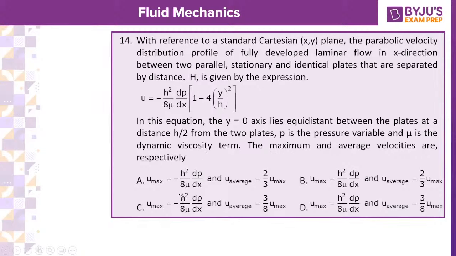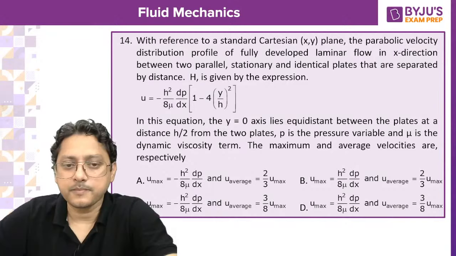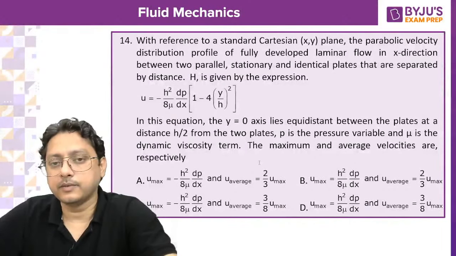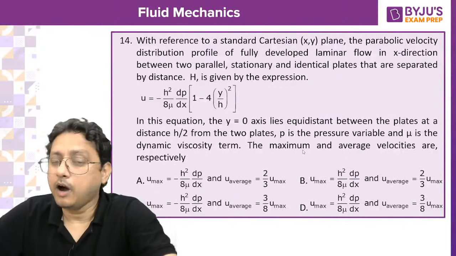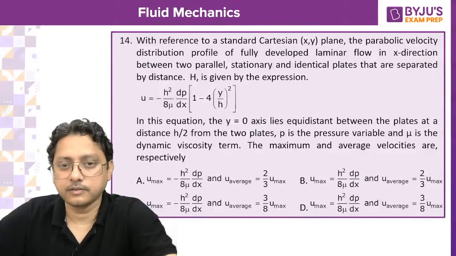They've given the velocity profile, right? What they've given is the velocity profile. Then they're asking about the Umax. What will be the Umax and U average? How will you get the Umax and U average?